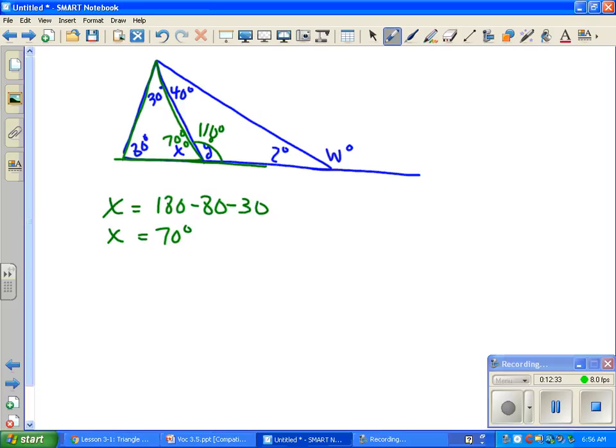Now, that's true also about Z. In Z, you've got 40, 110, and Z, so you could do the 180 rule, where you say Z is equal to 180 minus 40 minus 110, and therefore minus 40, it'll be 140, and minus 110 would be 30.